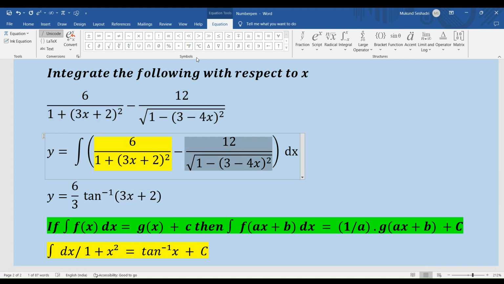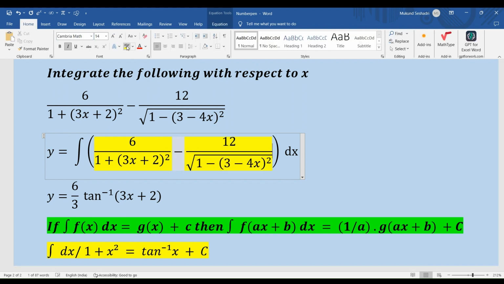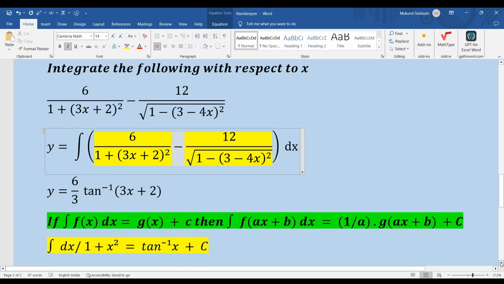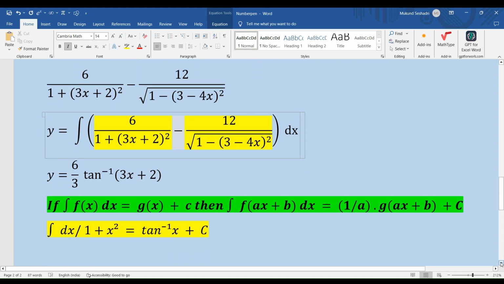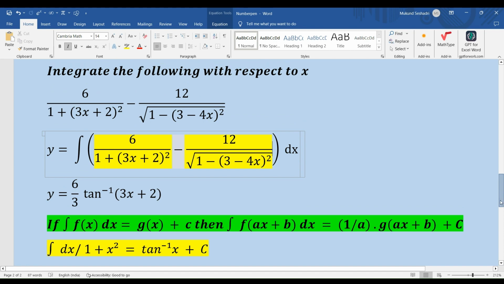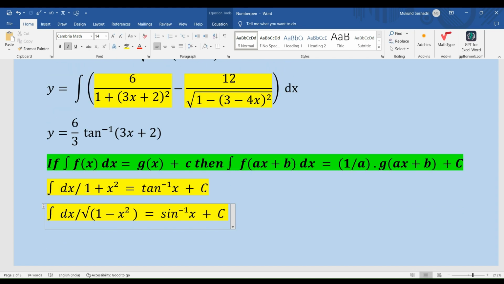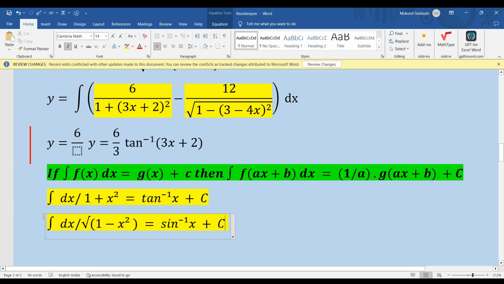I have 12 divided by square root of 1 minus (3 minus 4x) the whole square, right? So I'm going to highlight that in yellow. And then what is that formula that we will have to use to solve this particular problem? We all know that integral of dx divided by square root of 1 minus x square is nothing but sine inverse of x plus c, right? So let's write that down. I'm going to connect this formula with what I've highlighted in green, right? So if my f of x is 1 by square root of 1 minus x square, and my g of x is sine inverse of x, right?